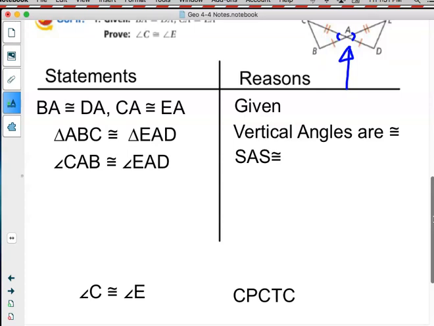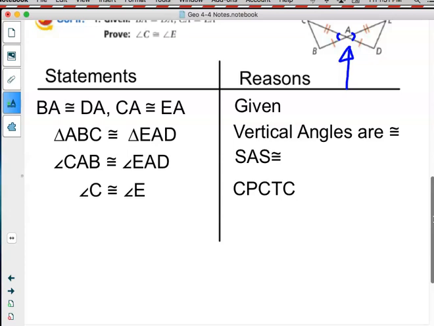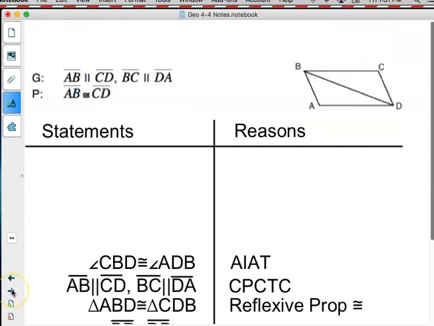And then once we do that, corresponding parts of congruent triangles are congruent, and that's our last step for this proof. I hope it's starting to feel like you're getting it, and if you're not, make sure you talk to your local geometry teacher. Again, our next proof.